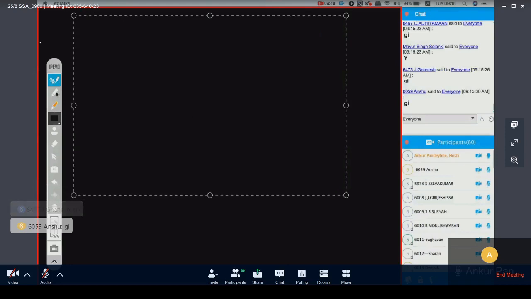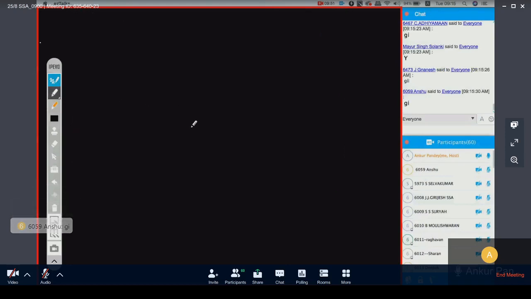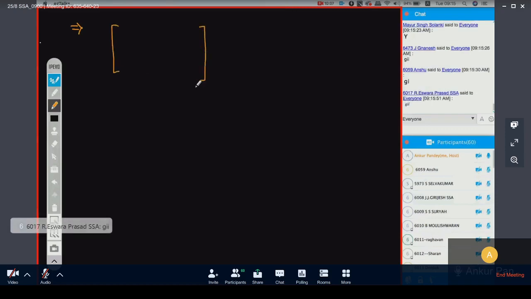Everyone good. In the same way. Easy, literally very, very easy. How will you find the inverse of a 3 by 3?